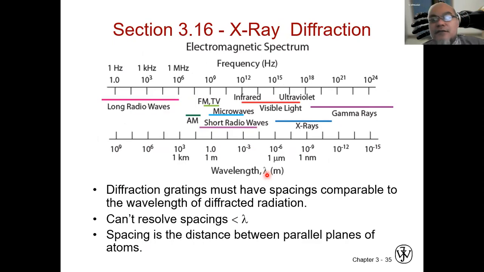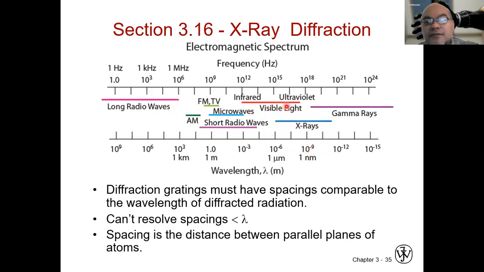So first, what is X-ray? X-ray is basically a type of electromagnetic radiation which has a very short wavelength. Here is the range of the X-ray wavelength, from around 1 micrometer until several less than even 1 nanometer. 1 micrometer, less than 1 nanometer.